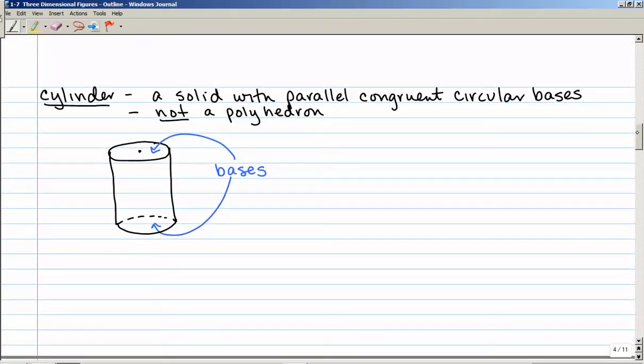A cylinder is not a polyhedron because it does not have all flat sides. We just refer to it as a solid that has parallel congruent circular bases, and as I said, it's not a polyhedron. So the bases are the circles on the top and the bottom, and then the lateral face, if you could consider it that, the lateral part of it is kind of like the label on a can of soup.